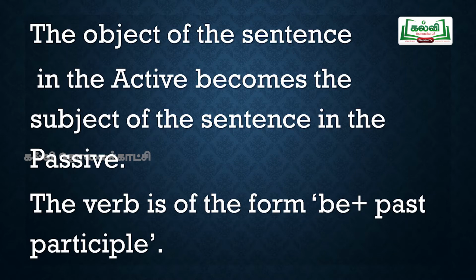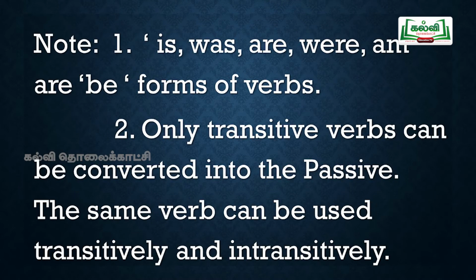Similarly, observe the sentence again. Sekar bought what? An apple. It is the object. The object of the sentence in the active voice becomes the subject of the sentence in the passive. And note that the verb is of the form be plus participle. We shall proceed further. Now we have to note some important points. Remember that is, was, are, were, am. These are be forms of verbs.